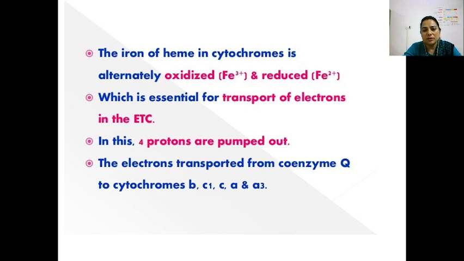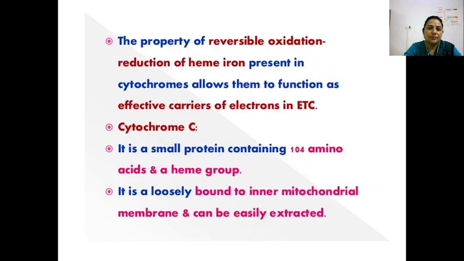The electrons are transported from coenzyme Q to cytochrome b, c1, c, a and a3. The property of reversible oxidation reduction of heme iron present in the cytochromes allows them to function as effective carriers of electrons in the electron transport chain. Cytochrome c is a small protein containing 104 amino acids and a heme group. It is loosely bound to the inner mitochondrial membrane and can be easily extracted.